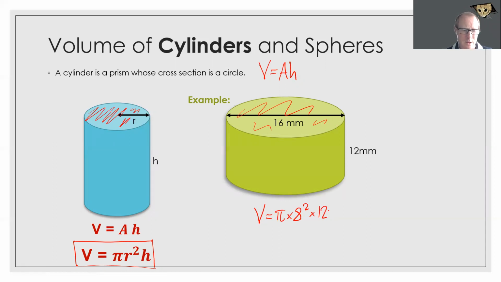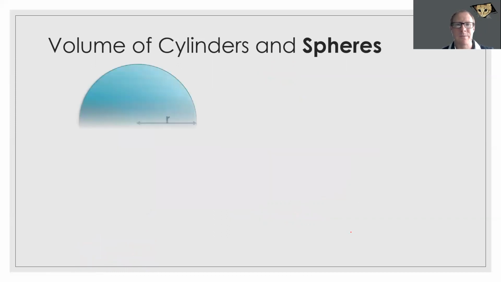Okay, put that in our calculator. And we have a volume of 2,412.7, and we'll round to one decimal place, millimeters cubed, because we're talking about volume here. Okay, if you need to pause and get that example down, do that. We're going to move on to spheres.